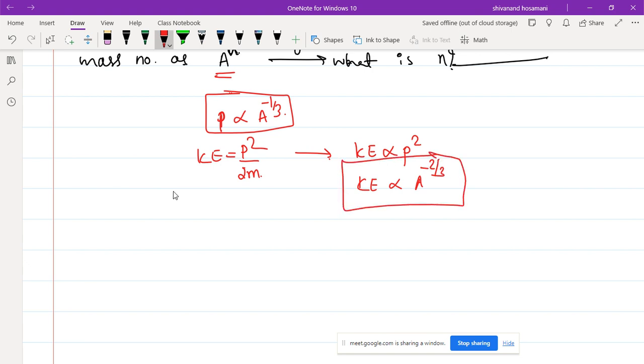Therefore, the n value is minus 2 by 3, which is nothing but about minus 0.66. This is the n value.